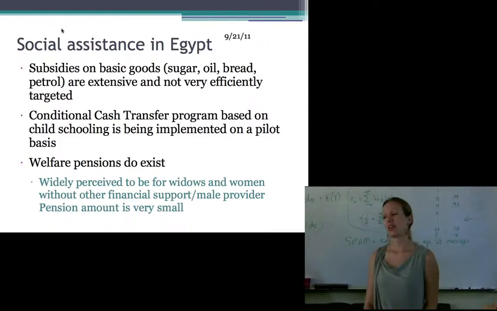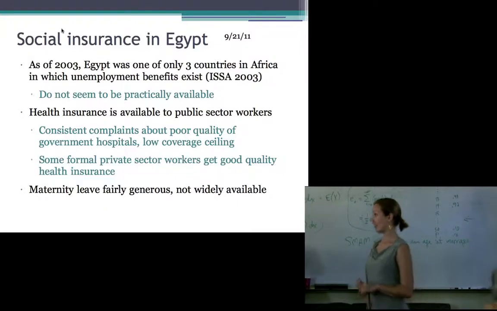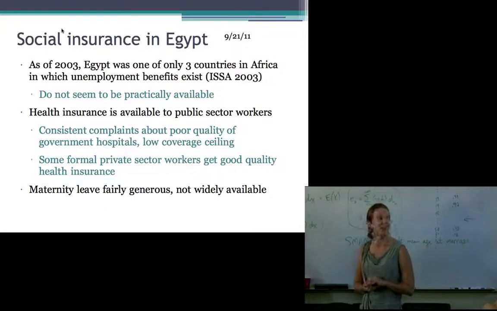So we're talking about really very small amounts of money that are coming out of these programs. Social insurance, I think, is what I focused on in these interviews and in this paper. Interestingly enough, I didn't know this before I started this project, Egypt is one of 3 countries in Africa that has unemployment insurance. The other 2 are Algeria and South Africa.